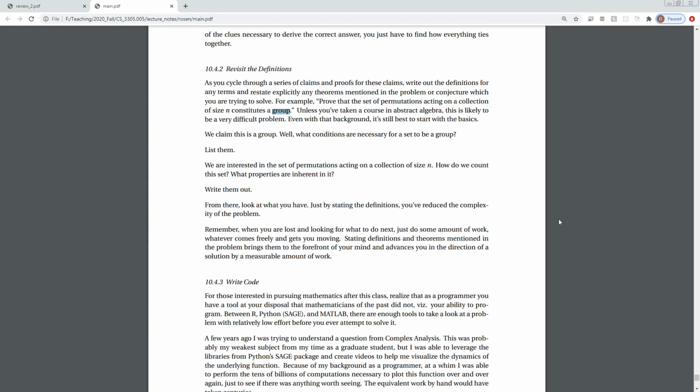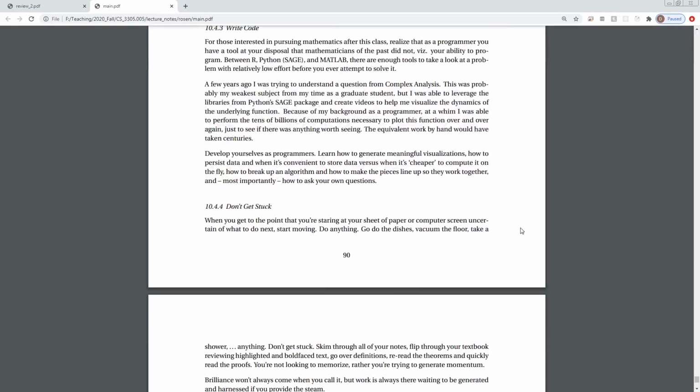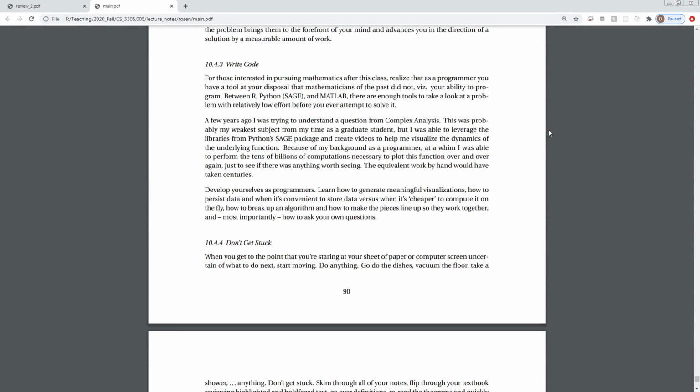It's not glamorous. It doesn't feel like magic or anything. You're just stating the definitions. But honestly, that is more than nothing. That's a fair place to start, and that's where I always start. And then to get a little bit more momentum, you write some code.